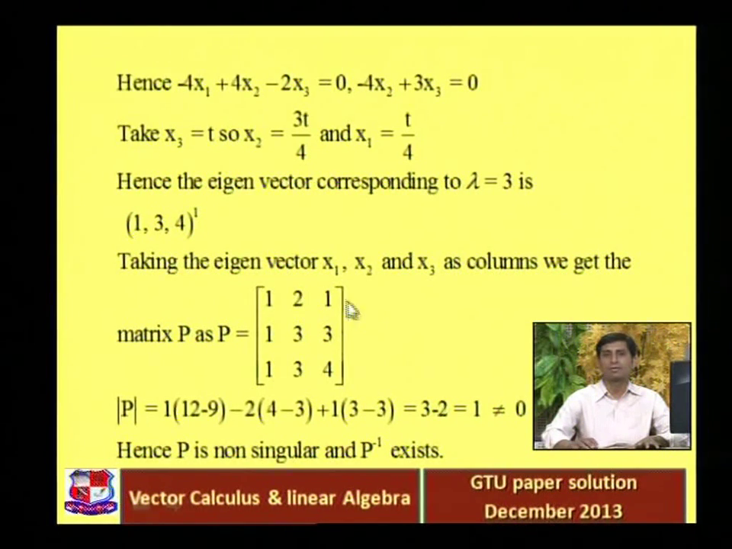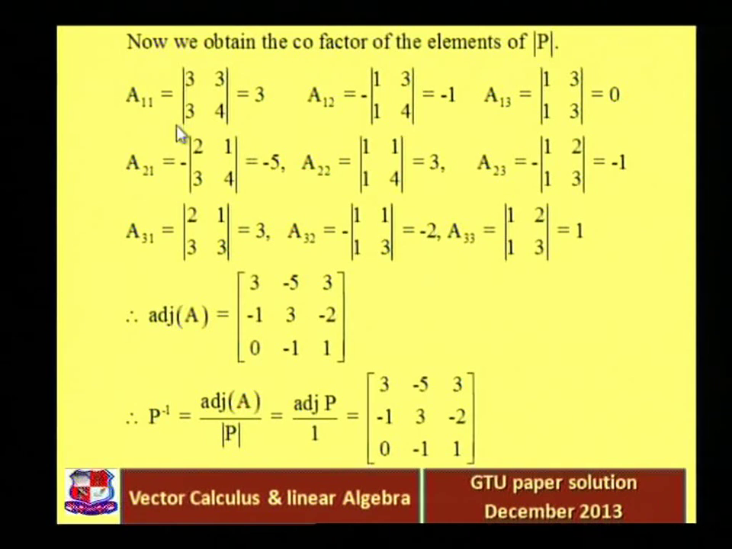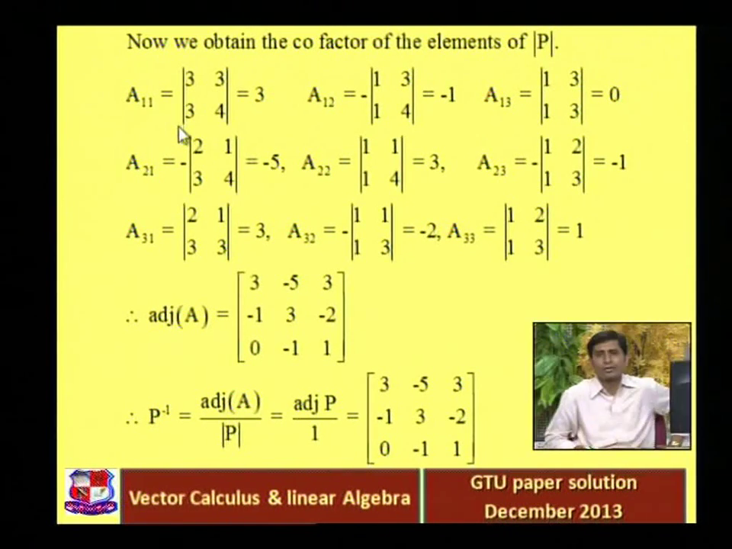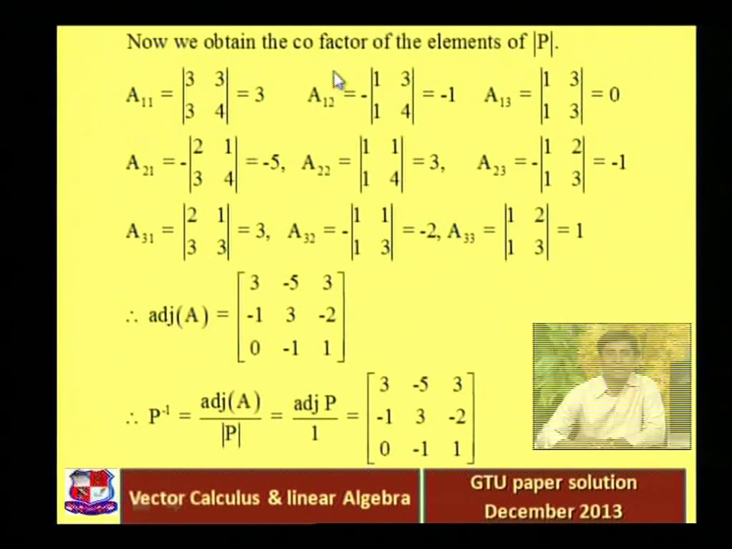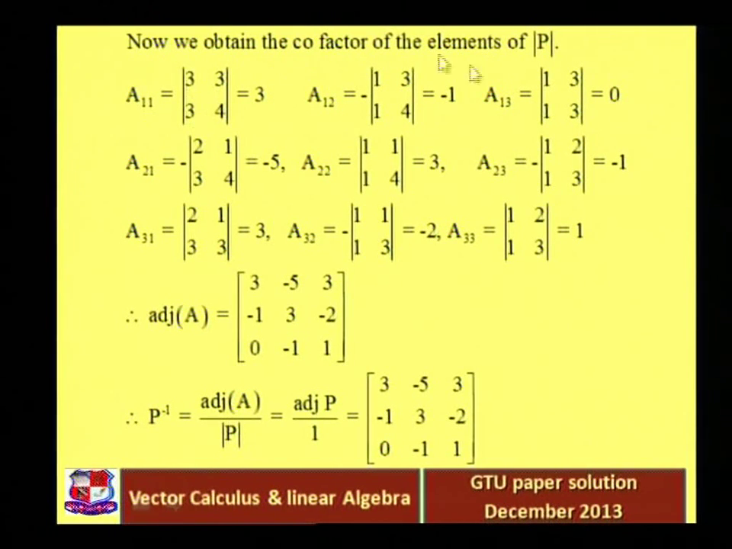Okay, so just try to understand. Sorry, here we use A11, A12. You can also use C11, C12. Because our matrix is A, we use A11, A12 and so on. So now we obtain the cofactor of each element of P using this method.